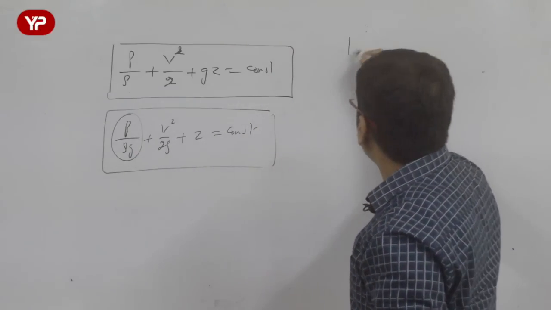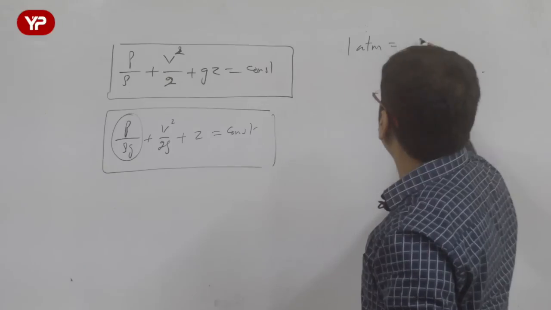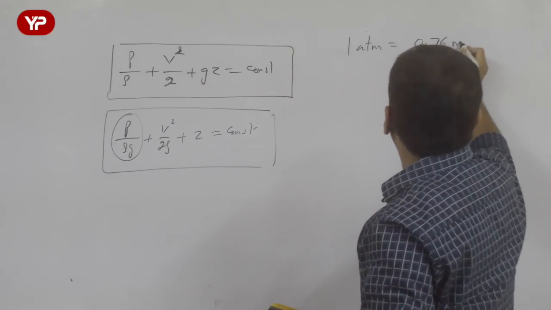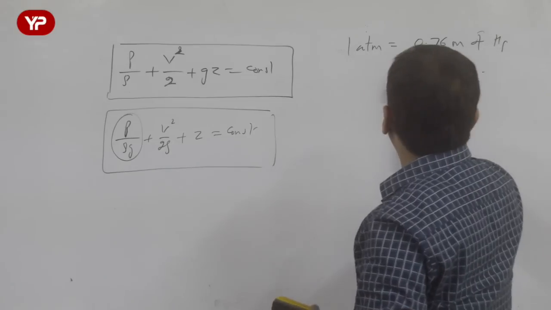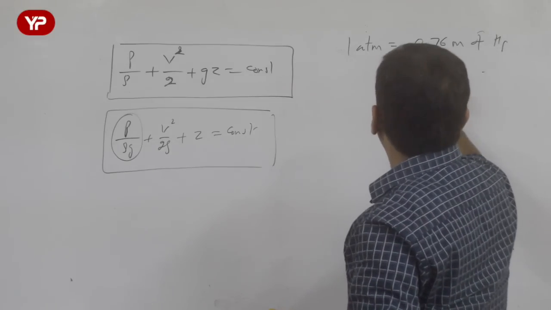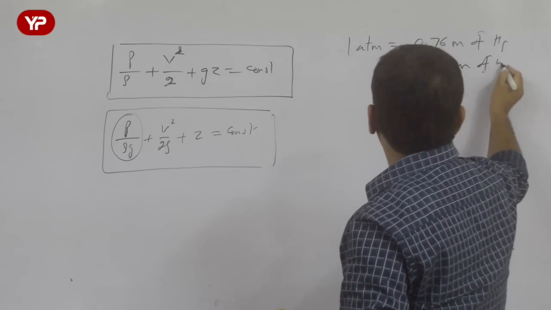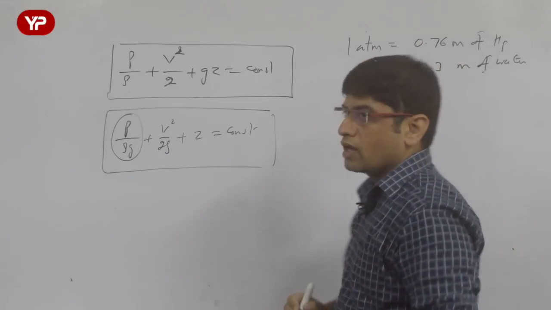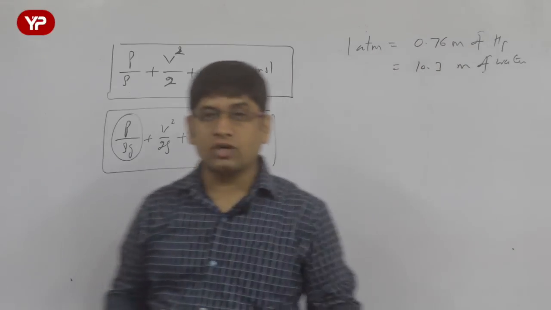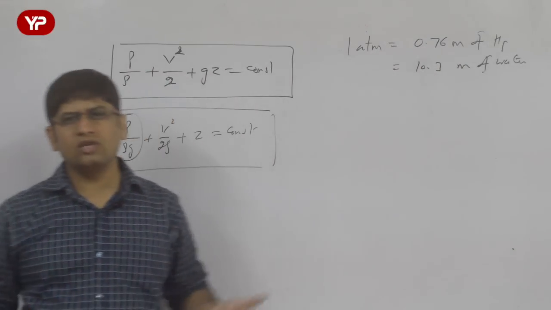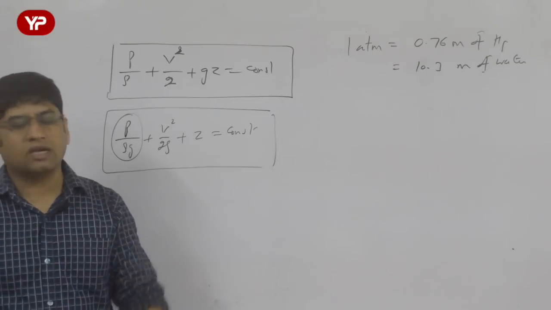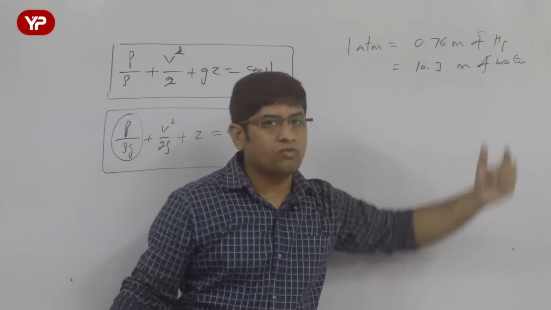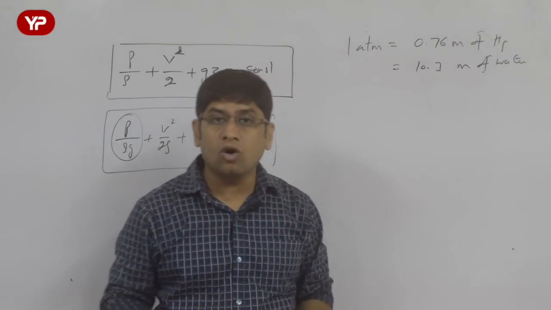If I ask you 1 atmospheric pressure is equal to what? You say 0.76 meter of mercury or 10.3 meter of water. Now you see this particular data. I am asking you to tell me the pressure and you are saying meter of water. Meter is only a unit of length, it is not a unit of pressure. Then why are you saying 10.3 meter of water or 0.76 meter of mercury?